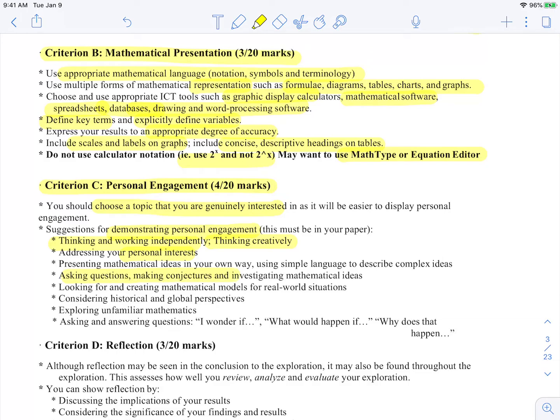asking questions, looking for real-world situations, maybe looking back in history or the global perspectives, and then asking your questions like, I wonder if, what would happen if, why does that happen?